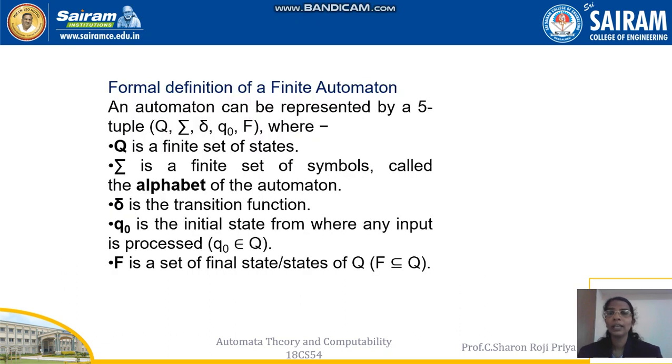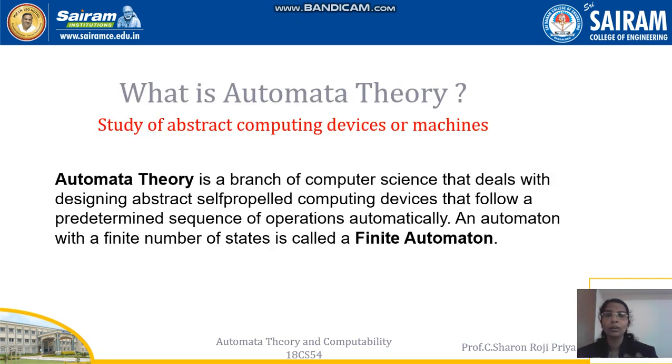So if I take this finite automata, automata theory is the study of these abstract machines, right? And under this automata theory, I have three types of automata: deterministic finite automata, non-deterministic finite automata, and epsilon NFA, non-deterministic finite automata with epsilon transitions, right?